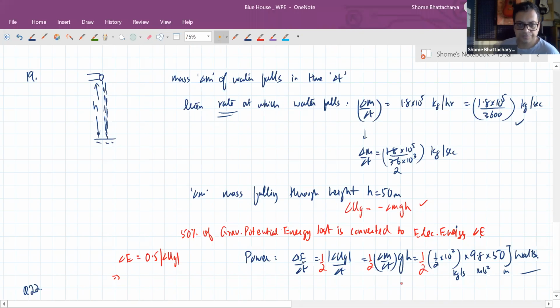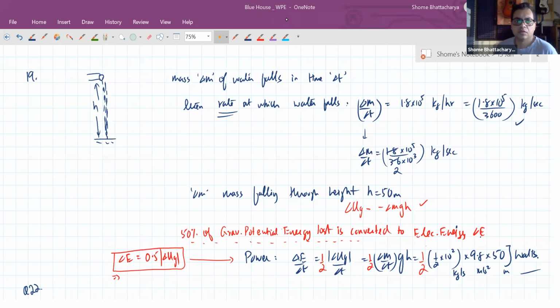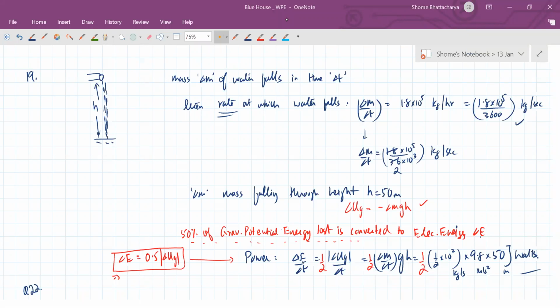Hope it is clear, Shikhar. This line is there in the question. If you read it carefully, somewhere in between, it says that 50% of gravitational potential energy is converted. So this delta E is only 50% or half times delta U. So you will get that the power is half of the rate of energy loss. Hope you understood this, Samarth. Okay, let's move on to the 22nd question.